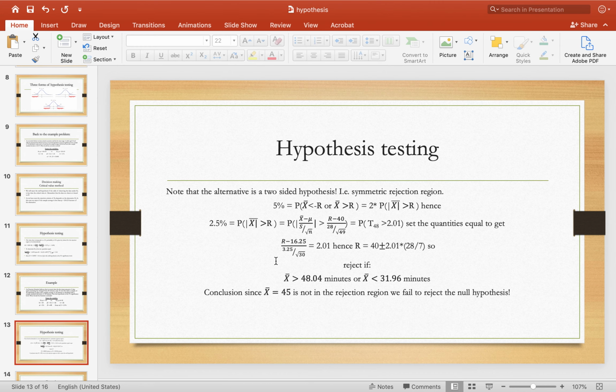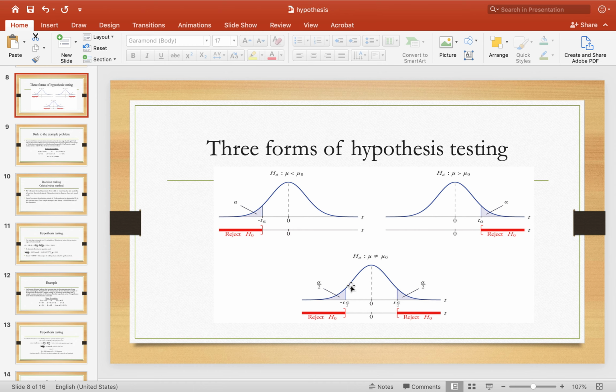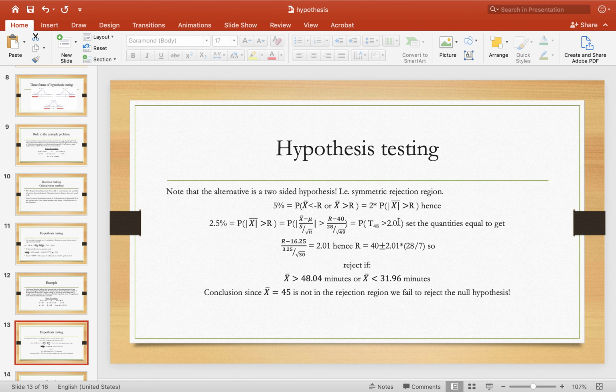Now I'm going to do a hypothesis test here, and it's two-sided, just as I said, with symmetric rejection regions right here. So 5% is the probability that x bar is too small, less than minus the value, or x bar is too big, bigger than the rejection region. Because there are two ways in which it might not be equal: it could be too small or it could be too big. Since it's symmetric, the probability to the right is exactly the same as the probability to the left, so I can just do this twice. The probability that the absolute value of x bar is bigger than that rejection region, I just divide by 2 on this side of the equation. So 2.5% is the probability the absolute value of x bar is bigger than the rejection region.